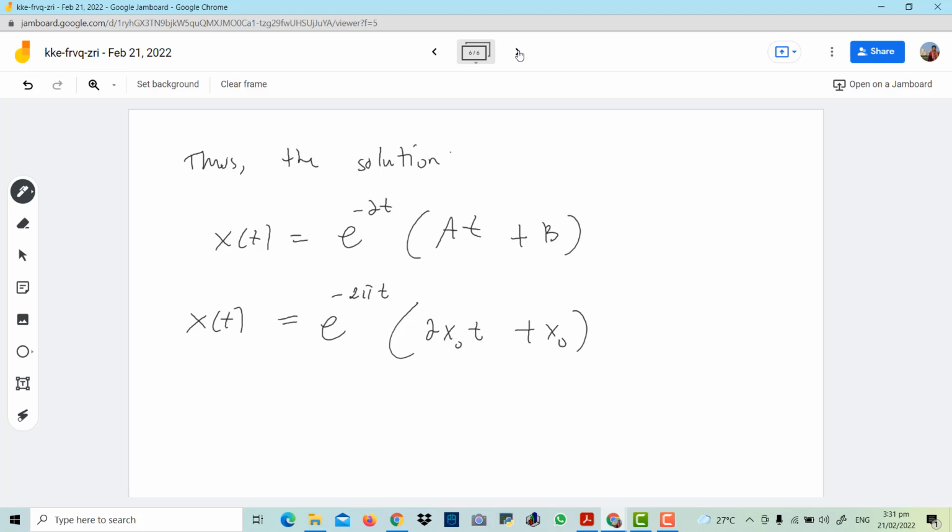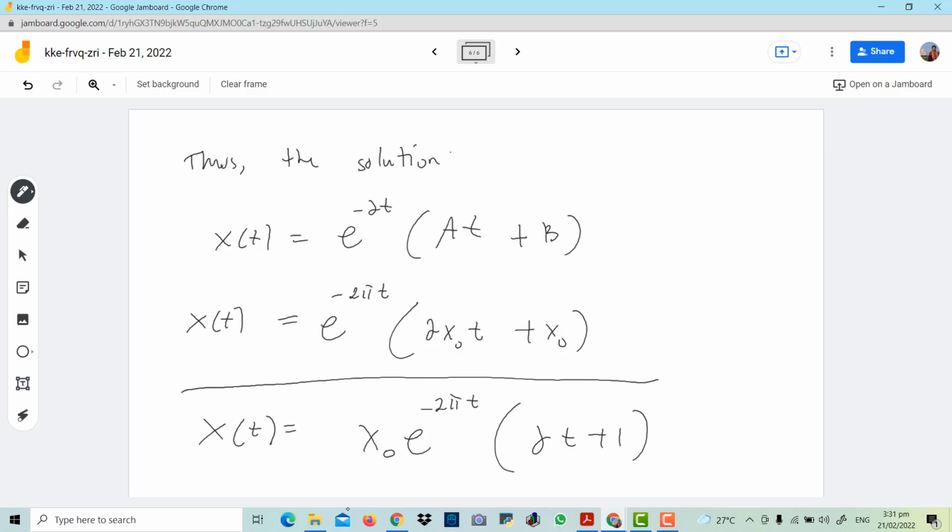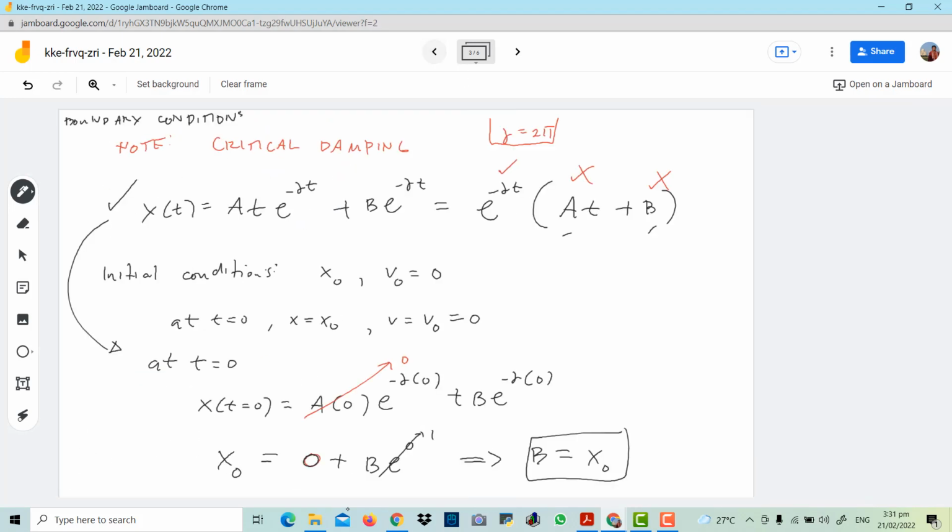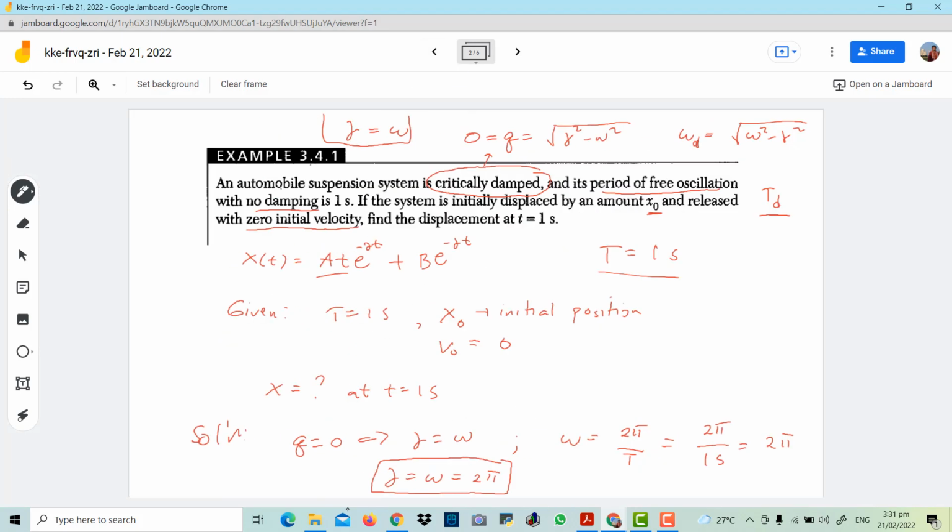Okay? So, if I factor out the x naught, x as a function of time is equal to x naught e to the minus 2 pi t times gamma t plus 1. Okay? So, this is now your final solution, your x as a function of time t. And if we want to find, for example, the displacement at time equals 1 second.